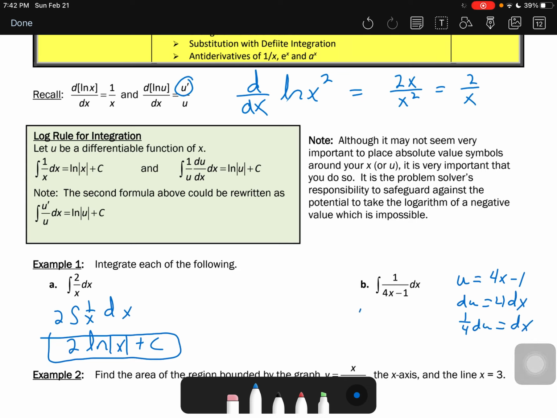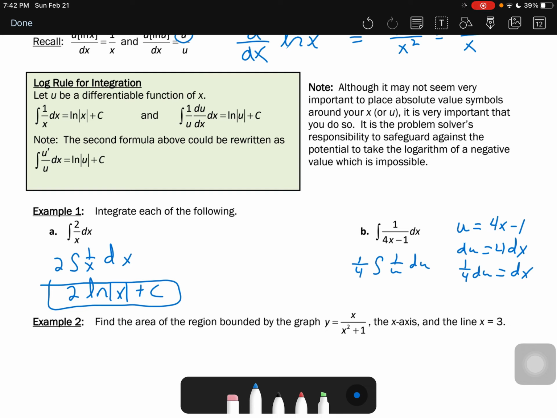Okay, so then I'm going to pull 1/4 out here, and I'll just have 1 over u du, and therefore the antiderivative of the 1 over u is just going to be ln of u, so I've got 1/4 ln of absolute value of u plus c. And then we're going to plug back in for u, we're going to put in the 4x minus 1. So that'll be 1/4 ln absolute value of 4x minus 1. I'll tack on my plus c right there. Okay, so that's what we're looking for, that form.